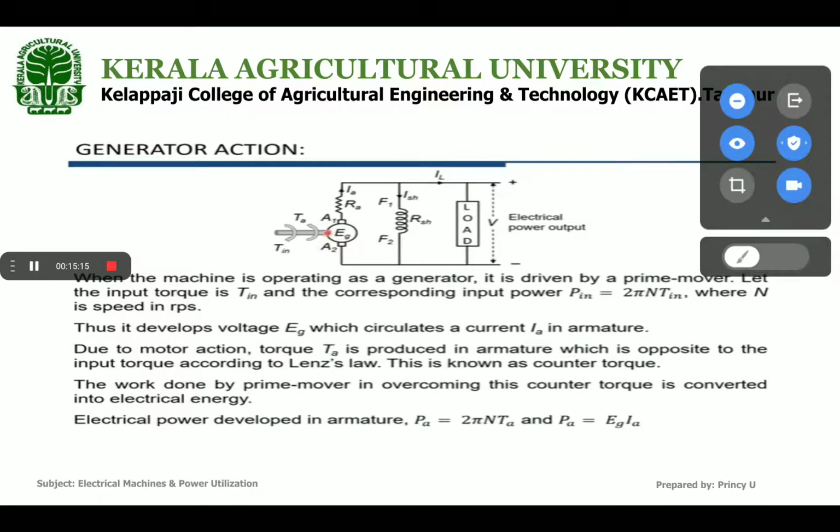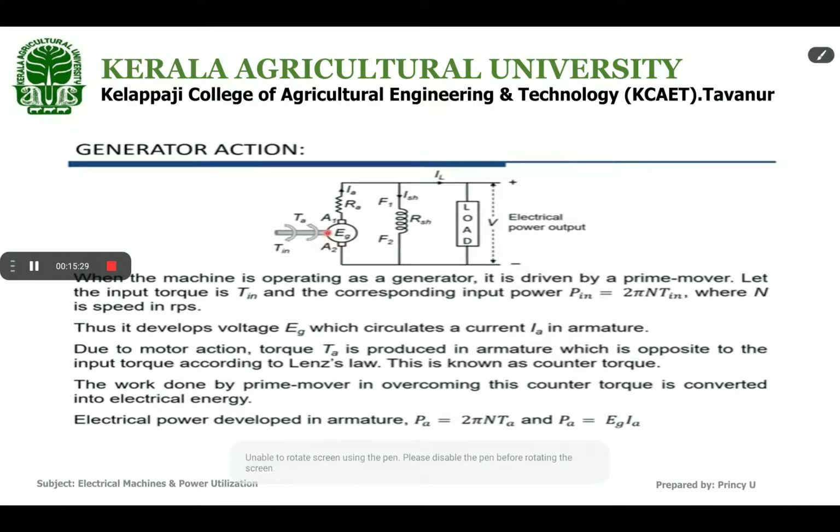Now we are going to study the power stages of a DC machine. Before going to the power stages, first we explain what is generator action. We know that in a DC generator, the input given is mechanical power input. When the machine is operating as a generator, it is driven by a prime mover, so we give a mechanical input to the shaft. So there will be a torque. Let the input torque be denoted as T in.